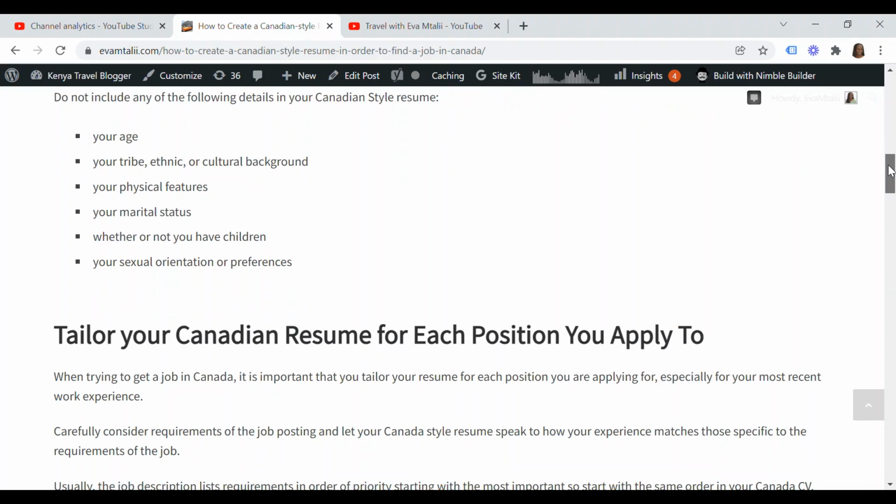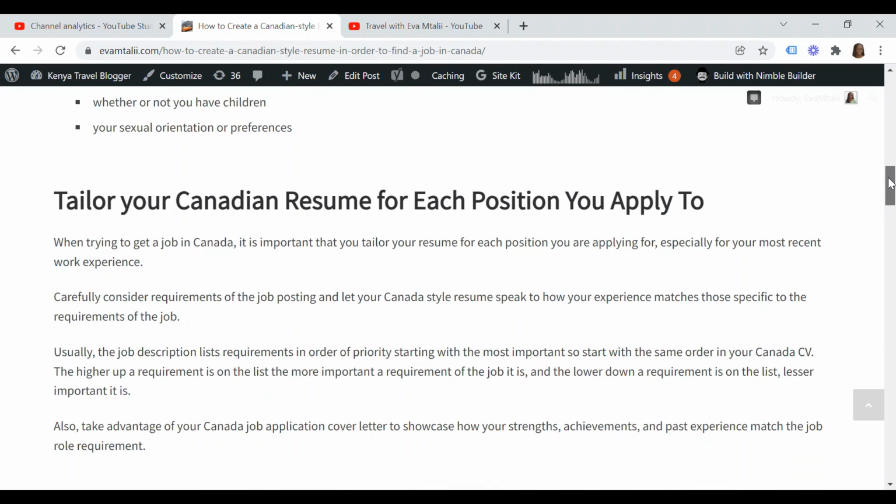So do not include in your Canadian style resume things like your age, your tribe, your ethnic or cultural background. Do not include your physical features unless, of course, let's say this particular job was targeting people with some disability, or people with disability were being given a preference, then it may make sense to mention, but otherwise you have no business indicating your physical features. No one cares about your marital status. Do not include whether or not you have children, and do not include your sexual orientation or preferences.